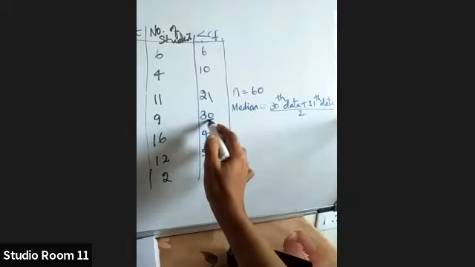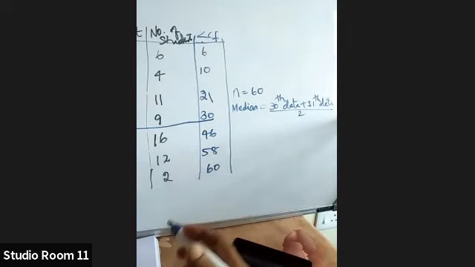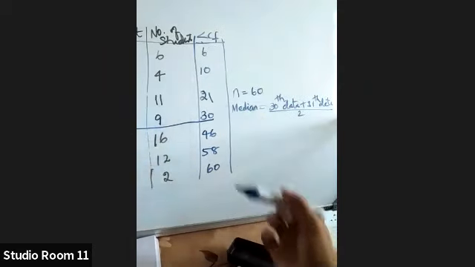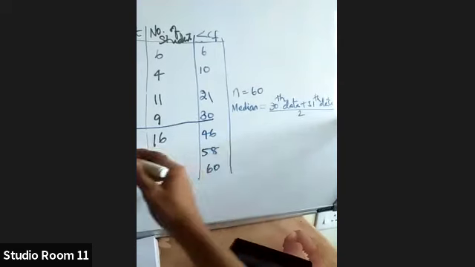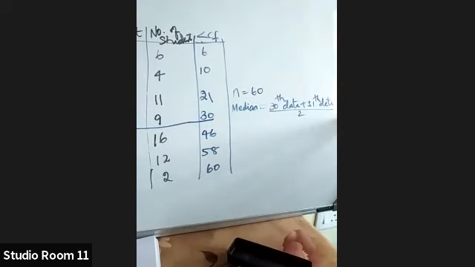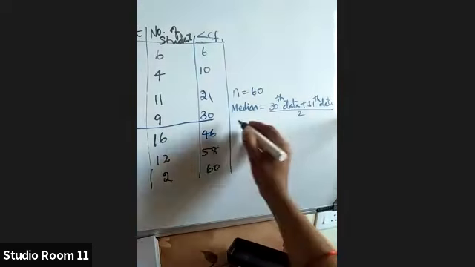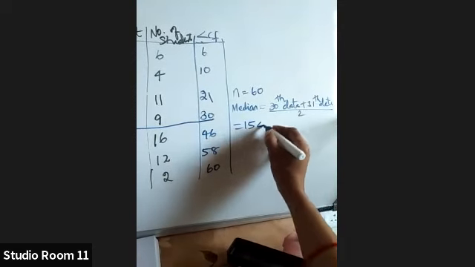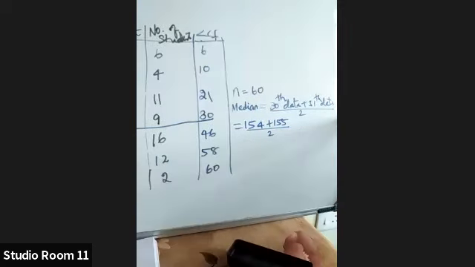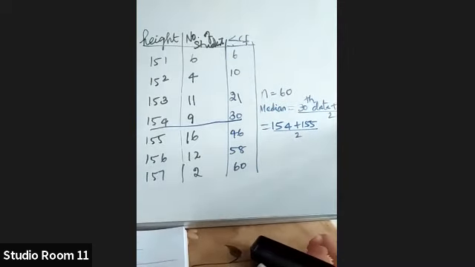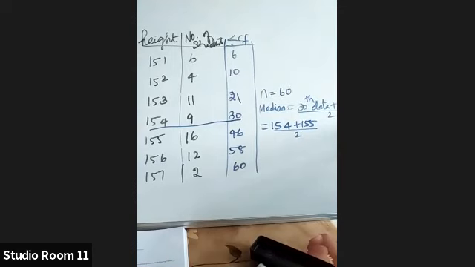Up to the 30th, this is our data, 154, isn't it? Then from 31 onwards, we have to find it from the cumulative frequency. From 31 till 46, the data will be 155. So it is 154 plus 155 by 2. Is it clear? Is it okay, children? Karthik, is it okay? Yes, ma'am.